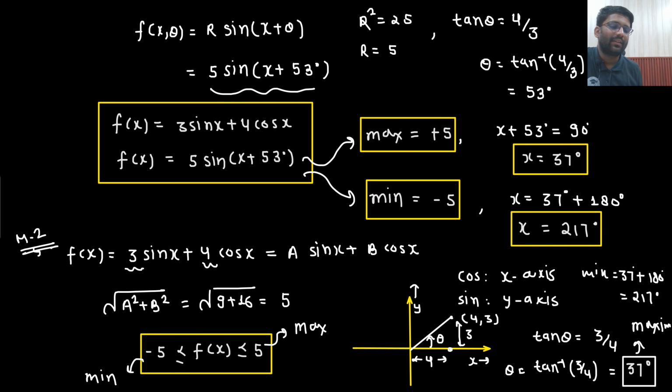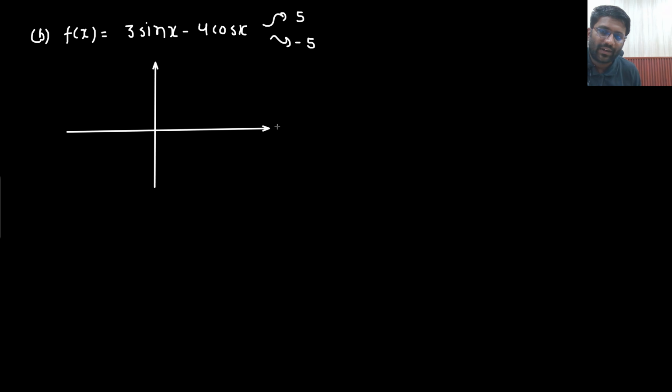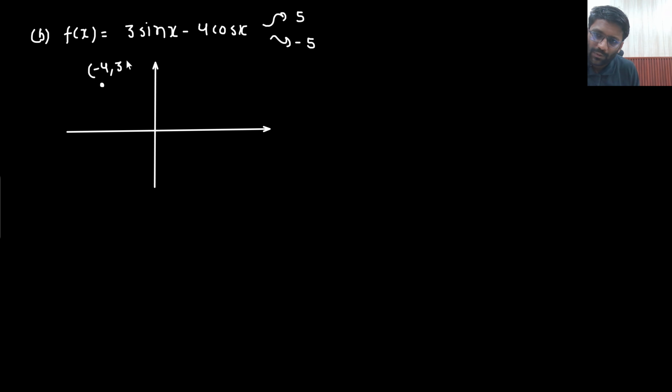For the next one, let's find out the angle. f(x) equals 3 sin x minus 4 cos x. You would know the maximum value is plus 5 and minimum value is minus 5. What we need to do? We need to make the xy plane. Cos is a friend of x-axis. Minus 4 comma 3. Right? Cos is a friend of x-axis. So on x-axis there is minus 4 comma 3.